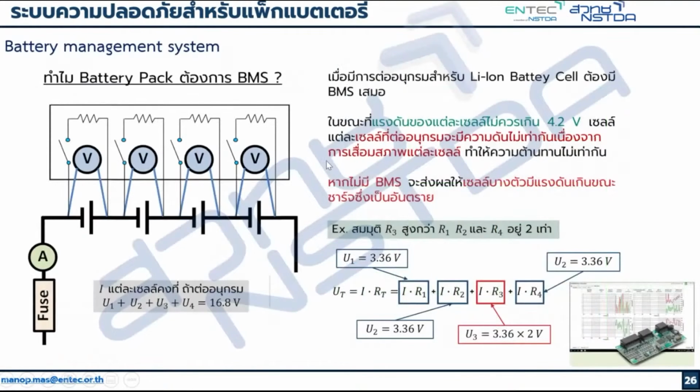BMS monitors voltage in different series. If the voltage has the same level, in case one cell, BMS detect over voltage and control to decrease the voltage.